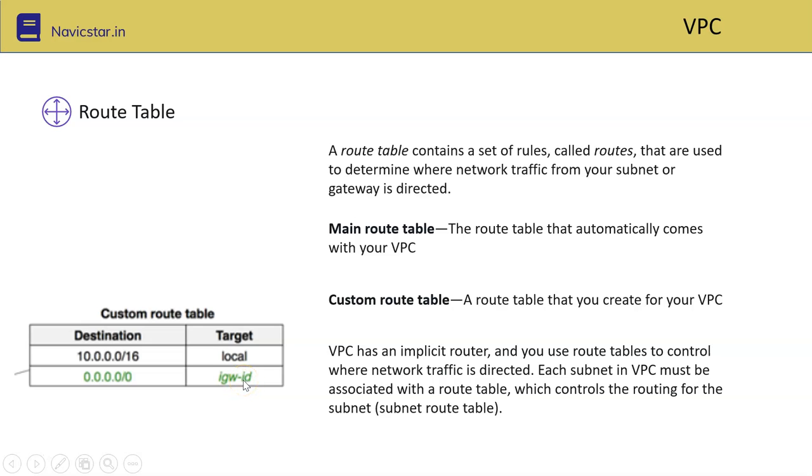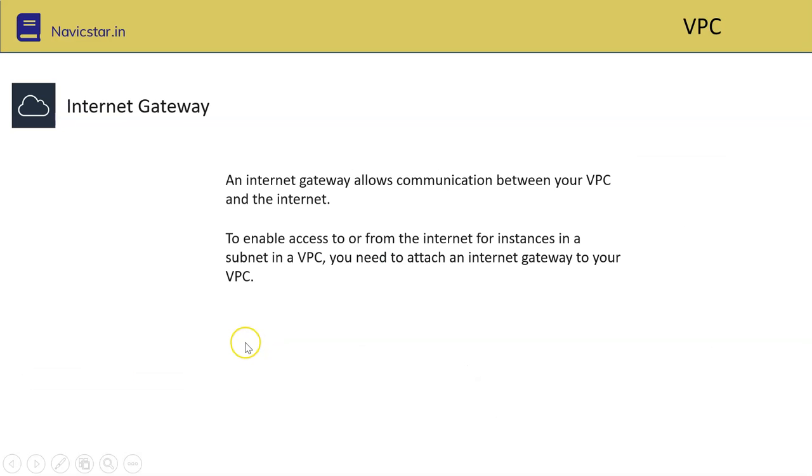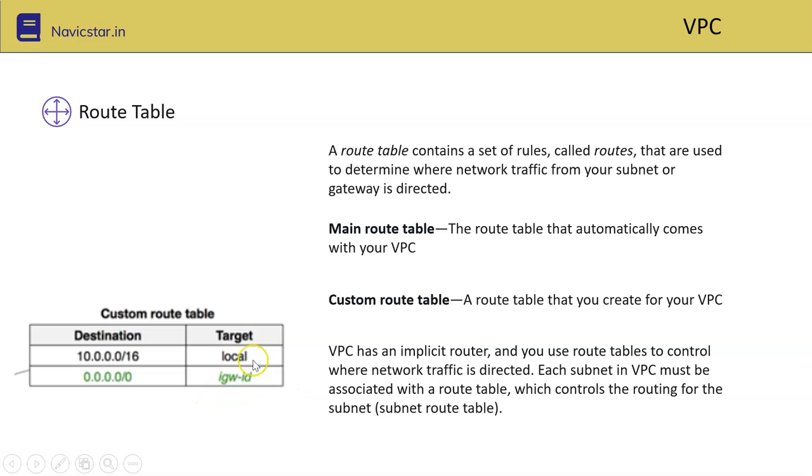You will ask, what is an internet gateway? I'll come to this slide. An internet gateway, as the name suggests, allows communication between a VPC and the outside world, that is the internet. To enable access from the internet to instances in a subnet in a VPC, you need to attach an internet gateway to your VPC. How do you attach it? You define this internet gateway in the route table, inside the VPC.